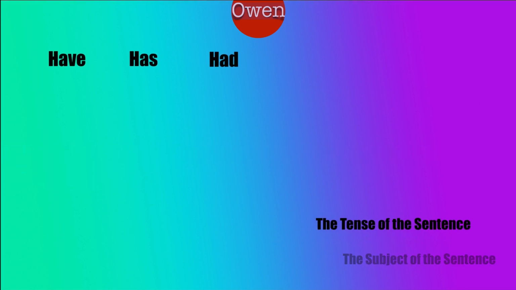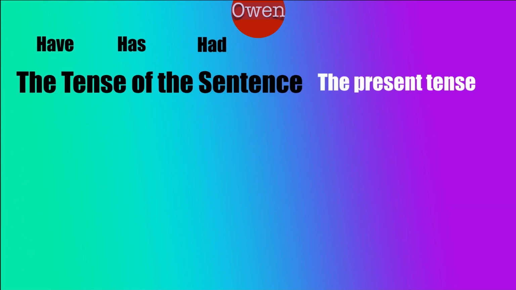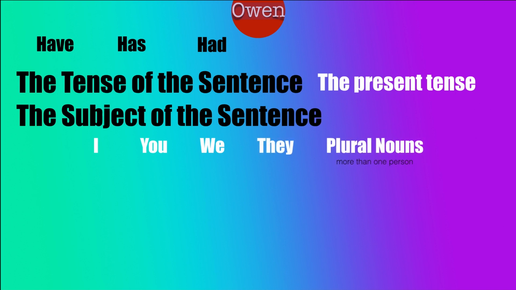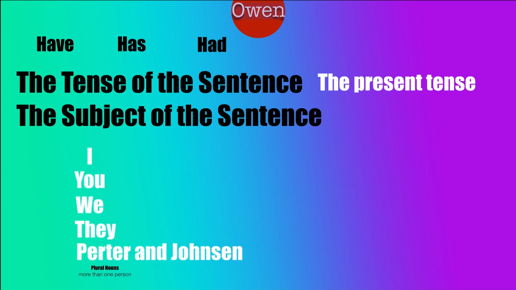Okay, now let's first look at the present tense sentence. If you have a sentence in the present tense and the subject of the sentence is I, you, we, they, or any plural nouns. So what are plural nouns? Well, it's more than one person. So we use Peter and Johnson as an example. So if you have the subject I, you, we, they, Peter and Johnson, plural nouns, in the present tense, you use have. Okay? So I have a yellow car.